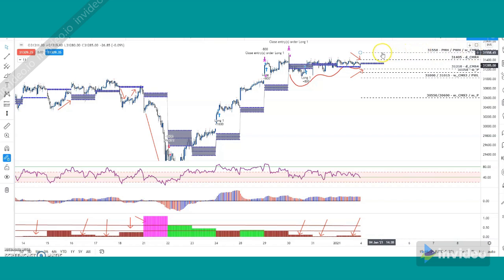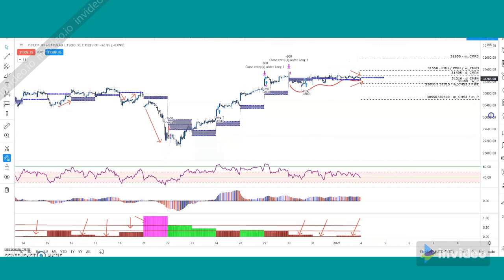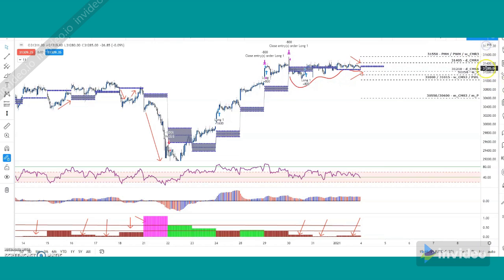So ideally your long should be above 31,550 with a stop loss of 31,450 and for a target of 31,950, which is the next important key level, which is monthly Camarilla R3.